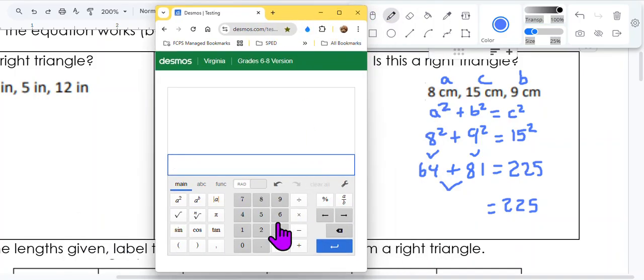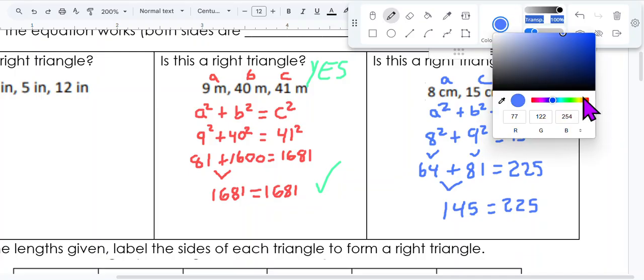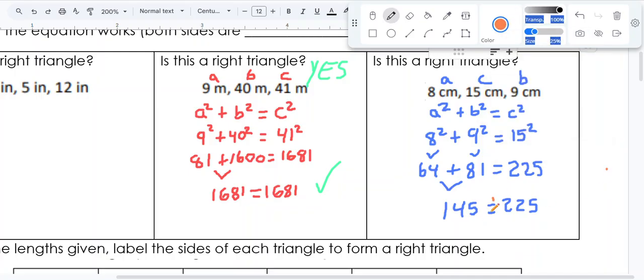So we're going to do 64 plus 81, and that gives me 145. So these two do not equal each other. 145 does not equal 225. So is this a right triangle? This is not a right triangle.